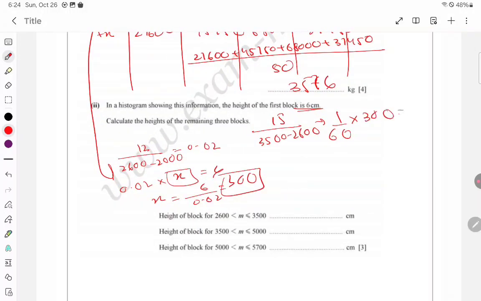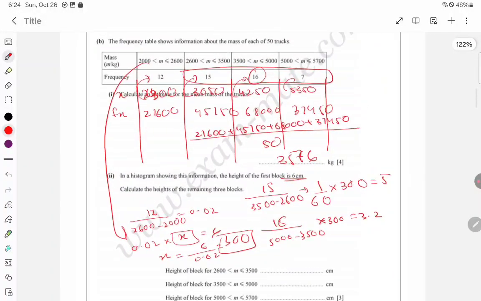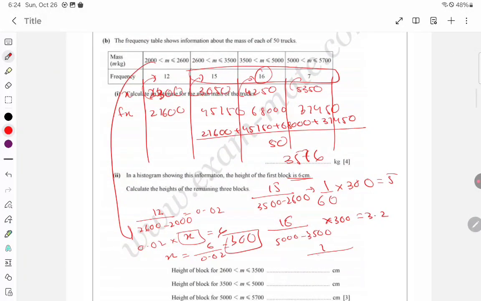So we multiply it with 300 to get the first answer. For the second, 16 frequency right here, divided by its range, which is 5000 minus 3500, multiplied by 300, it gives the answer of 3.2. And for the 7 divided by its range, 5700 minus 5000, multiply by the x value, which is 300, and give the value of 3.